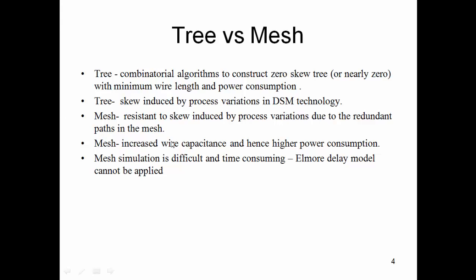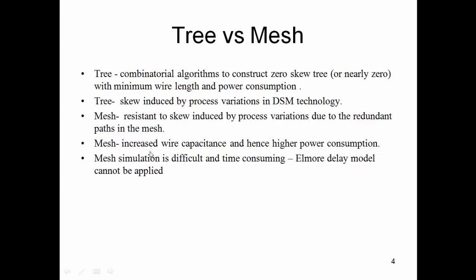So briefly reviewing the differences between the tree and the mesh. In the clock tree, we use some combinatorial algorithm to construct a zero skew tree with minimum wire length and power dissipation. But often the problem with the tree based distribution is that it is not resistant to skew induced by process variations in deep submicron technology, because fundamentally the difference between the tree and the mesh is that in the tree you have a single path from the source to the sinks, while in a mesh you have multiple paths. Because of those multiple or redundant paths, the mesh is more resistant to skew induced by process variations. In fact, that is one of the most important advantages of mesh based distribution, which makes people consider mesh a viable alternative to tree based distribution, but not without a cost.